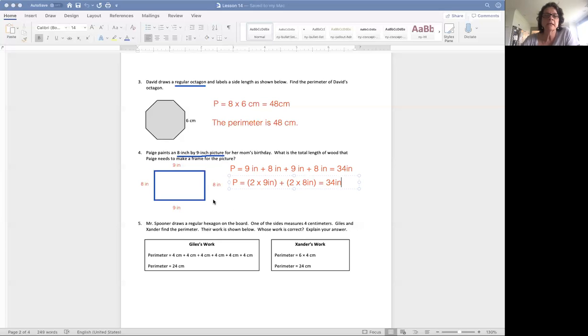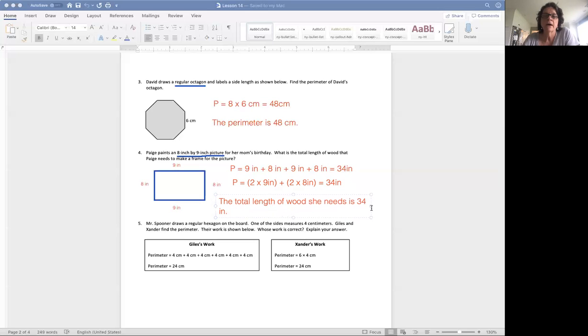And last but not least, it is a word problem, so we do need a target sentence. It says, what is the total length of wood that Paige needs to make a frame for her picture? We will say the total length of wood she needs is, and we came up with 34 inches. Don't forget, boys and girls, how important it is to dress up your numbers.